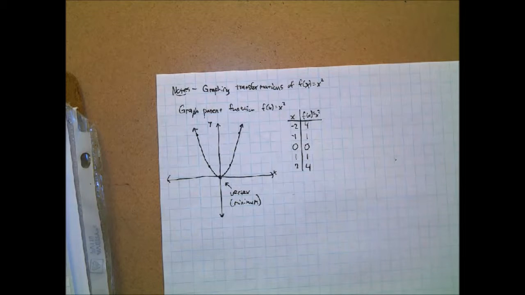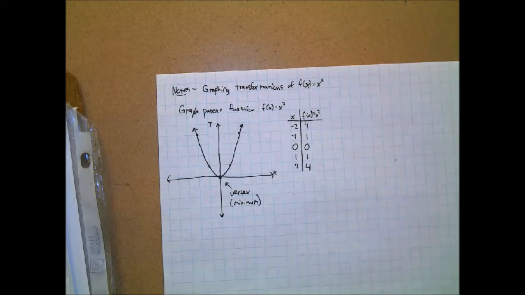Now, this U-shape that we get for the parabola, I'm going to call that concave up. Concave up like a cup, right? If you were to pour water in it, it would hold it like a cup. If it's upside down, if the U is facing downwards or it opens downwards, I'm going to call that concave down, like a frown.